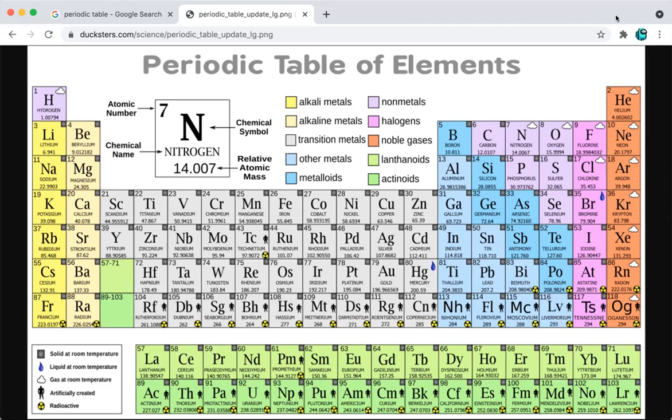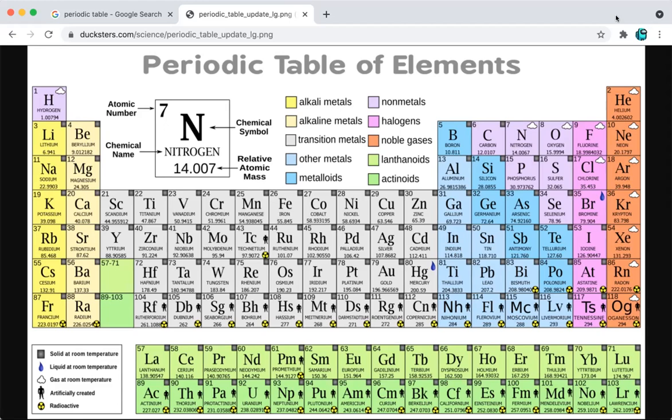So there's going to be differences. The nice thing about this one that I chose on Google is it actually explains everything that's in it, right? Up at the top, it says nitrogen is an N. That's the chemical symbol. It gives the name of it underneath, nitrogen. And then there's a relative atomic mass at the bottom, 14.007.